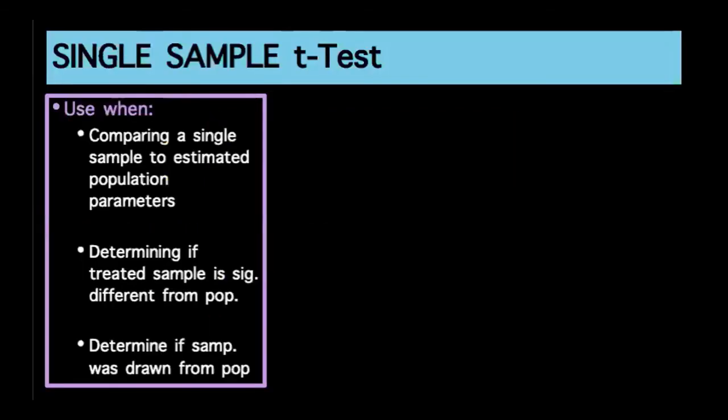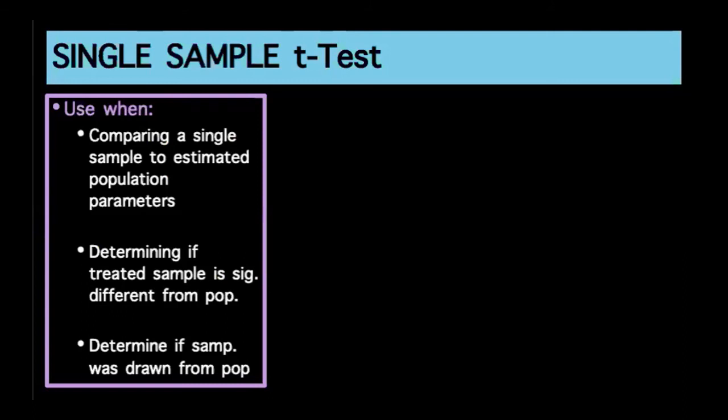All right, so we'll go into more of the complex stuff within each test. For a single sample t-test, again, we're only looking at a single sample, and we're comparing the mean of that single sample to estimated population parameters. To distinguish this t-test from other t-tests, you are going to be given one sample, and you likely will be given an estimated population mean in the actual question.